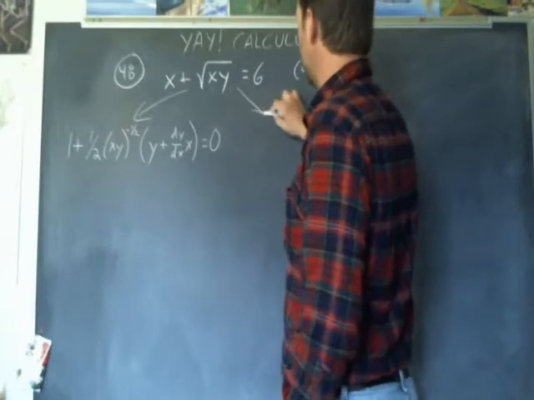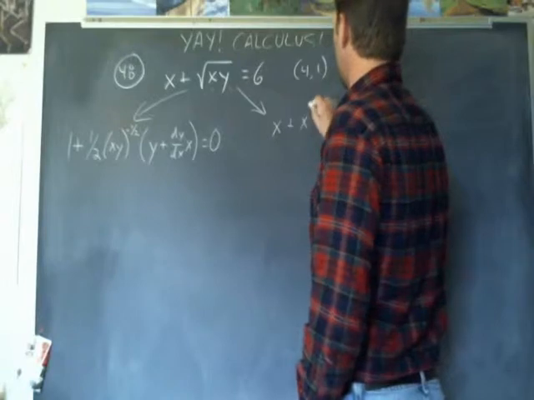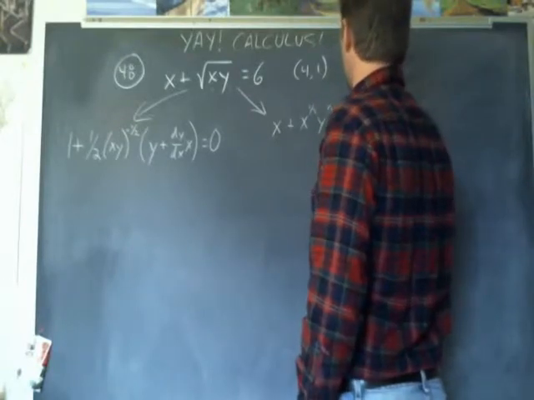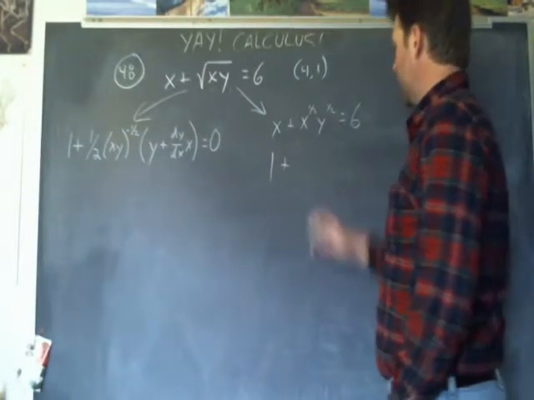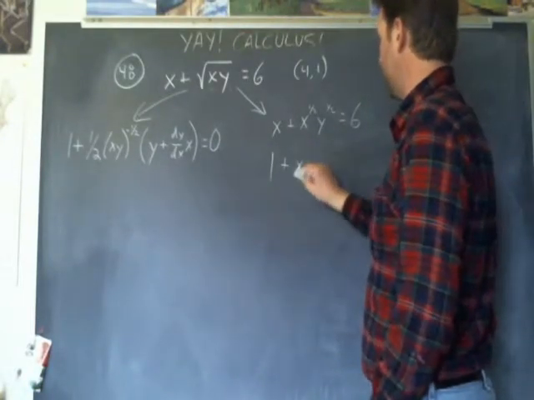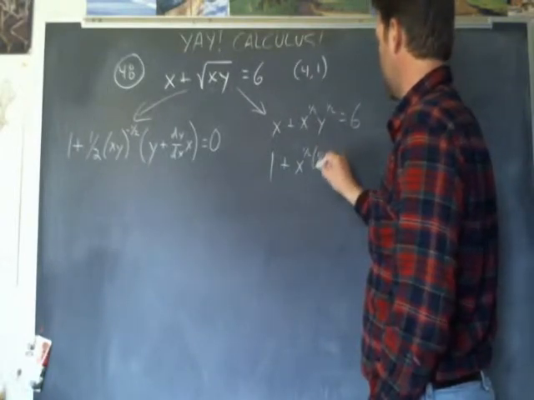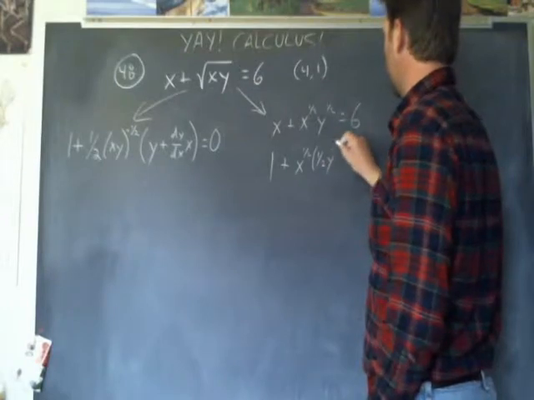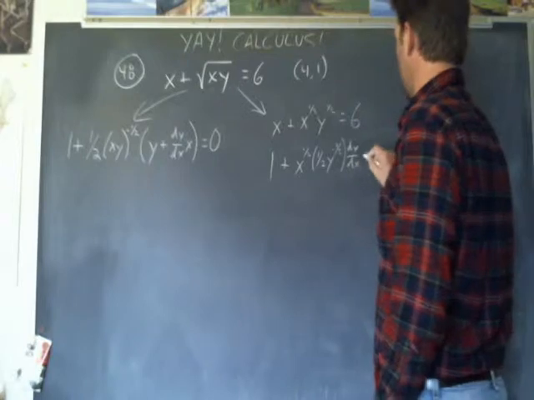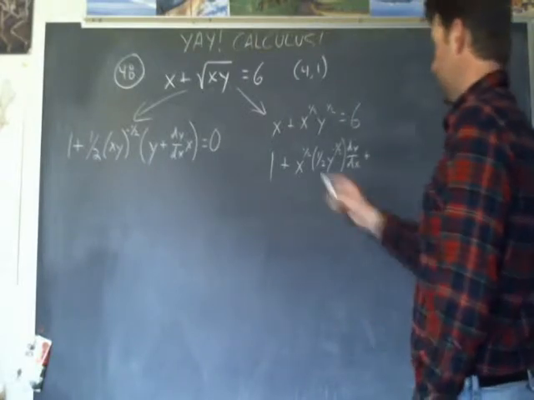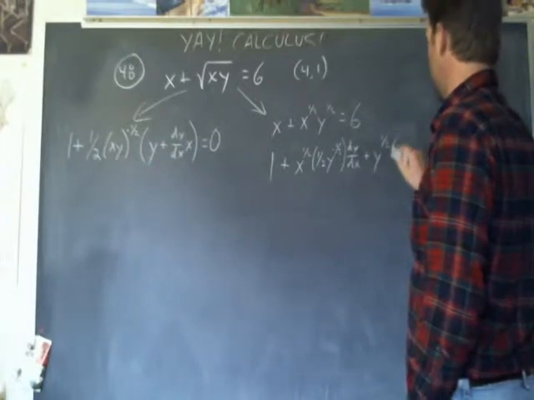See if the other way is easier. We change this to x plus x to the 1/2, y to the 1/2 equals 6. Take the derivative now. 1 plus, that is product rule: the first times the derivative of the second, 1/2 y to the negative 1/2 dy/dx, plus the derivative of the first times the second.